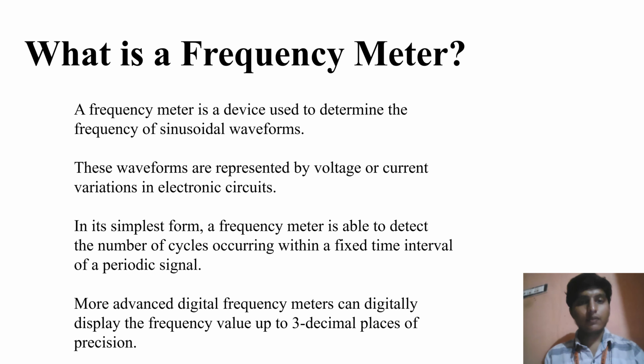A frequency meter is nothing but a device with which we can determine the frequency of sinusoidal waveforms, which can be represented by voltage and current in electronic circuits. In its simplest form, the frequency meter is able to detect the number of cycles within a fixed time interval of a periodic signal.